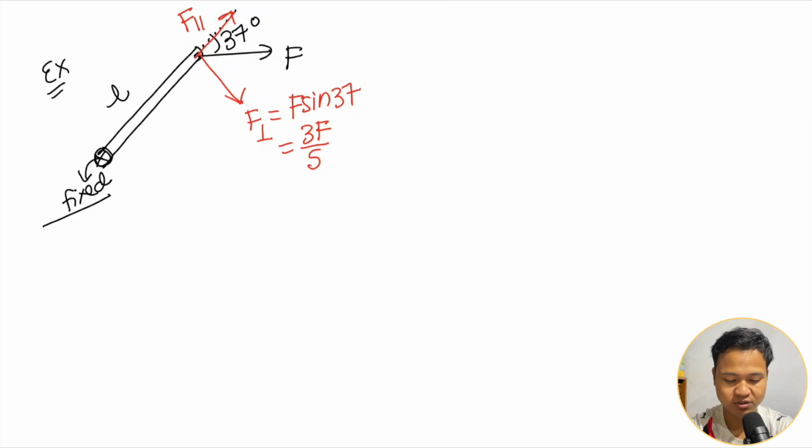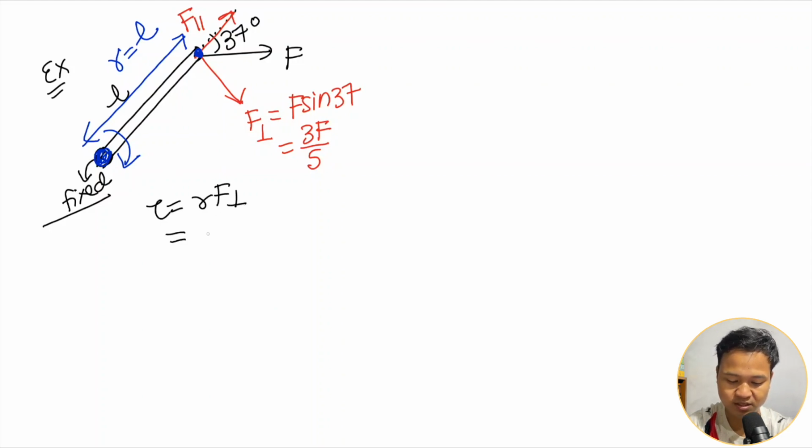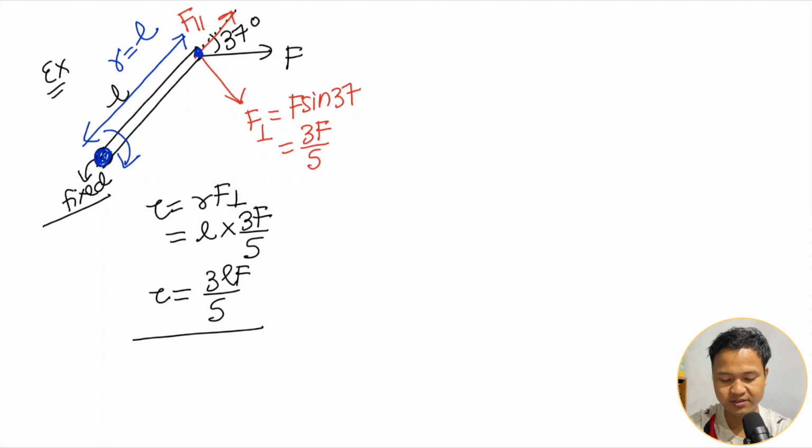We don't want f parallel, we want only the perpendicular component of force. Now r is the distance from the fixed point, the axis of rotation, to the point of application of the force. Here r is given as l. So the torque is r into f perpendicular, that is l into 3f by 5. So the torque is 3 into lf divided by 5. That's the torque.